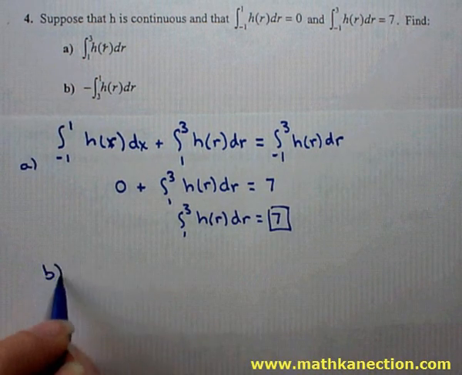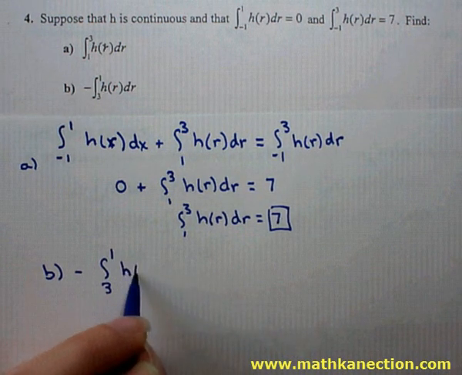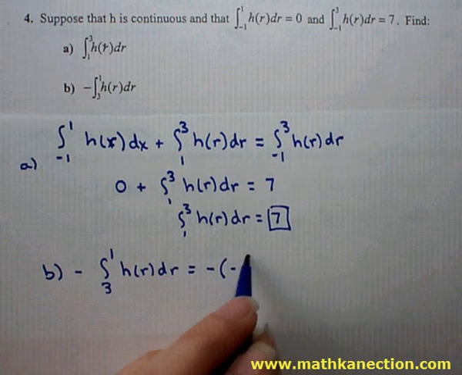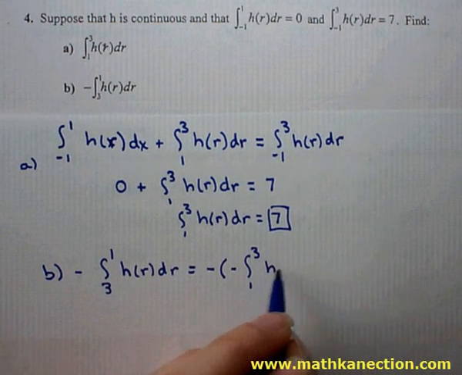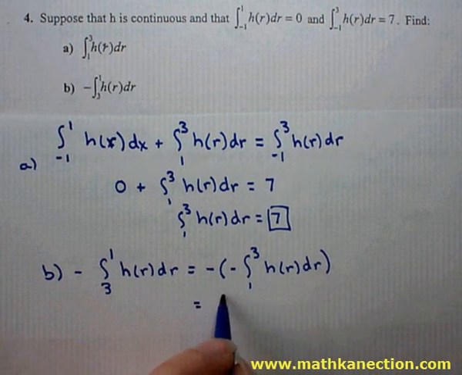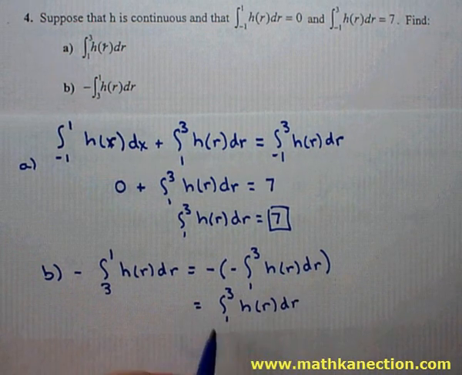Part B, we're looking for the negative integral from 3 to 1 of h of r dr, which is the opposite of the integral from 1 to 3 of h of r dr. And 1 to 3 was 7. So we're getting the value of 7.